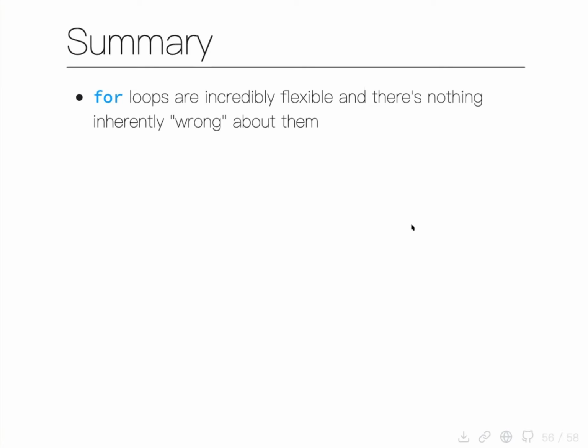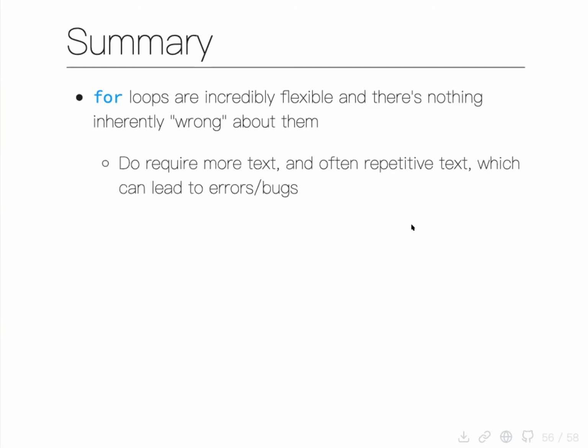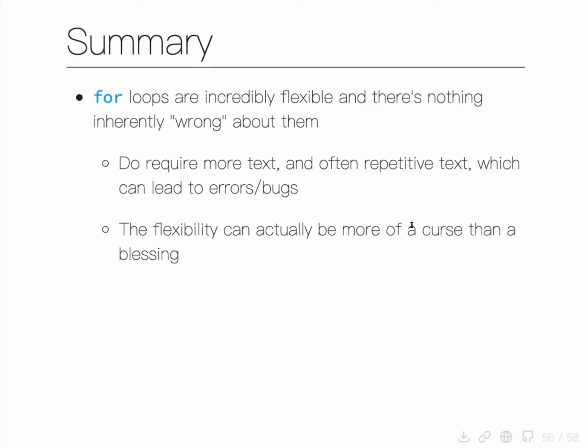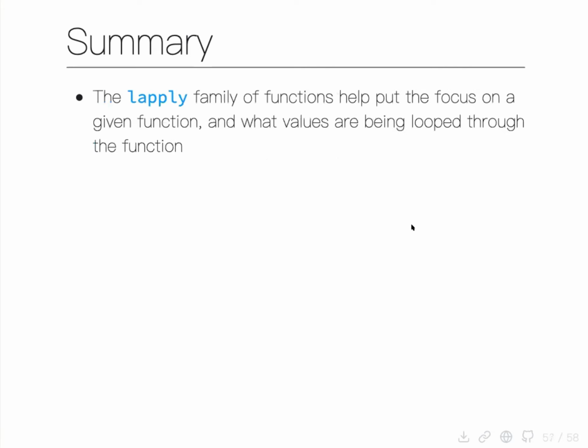So that's where functionals can really be helpful, because I'm looping through this thing and applying this function to it, and it's all within often one line. So that's the main advantage of functionals. Loops do require more text and are often repetitive. Because of those properties, they can also introduce more bugs, specifically if you end up with nested loops, they can be really gnarly and hard to figure out what's going on.